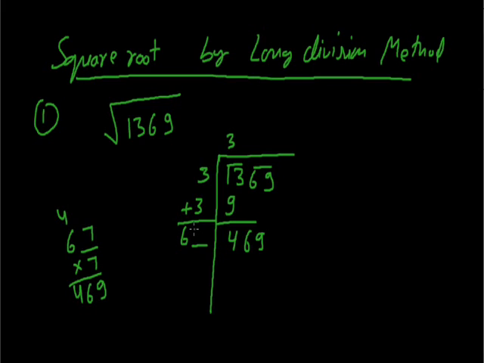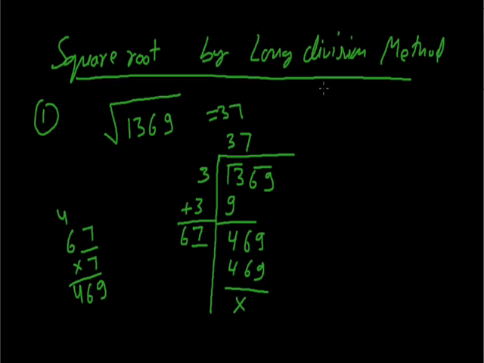So we have to put 7 here and 7 as a quotient. Now 67 into 7 we get 469. So again we subtract, the remainder is 0. So the square root of 1369 is 37.